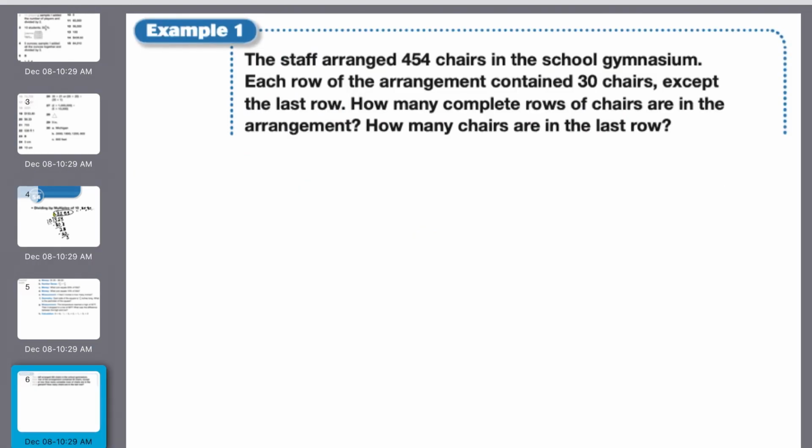The staff arranged 454 chairs in the school gymnasium. Each row of the arrangement contained 30 chairs except the last row. How many complete rows of chairs are in the arrangement? How many chairs are in the last row? So we have 454 chairs, 30 chairs in each row. So divide that by 30. That'll give us what we need.